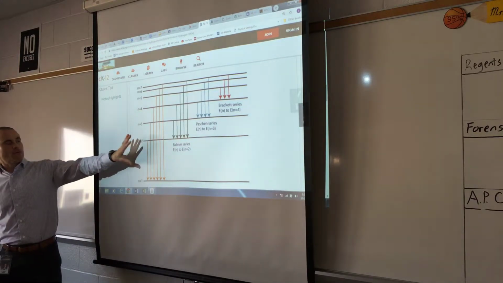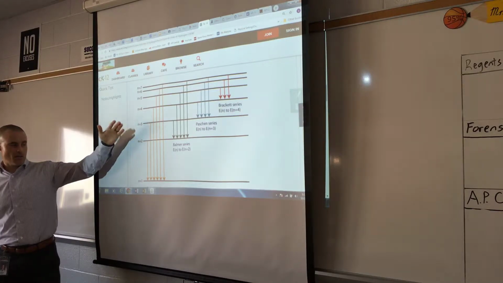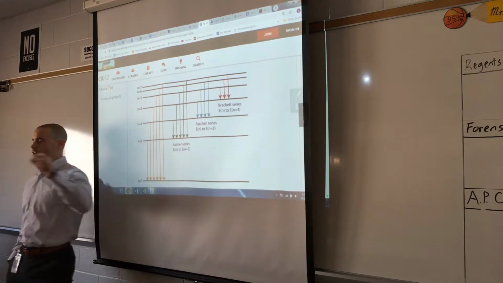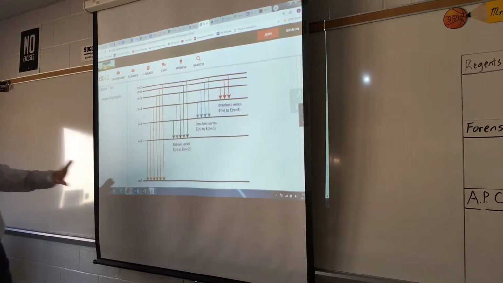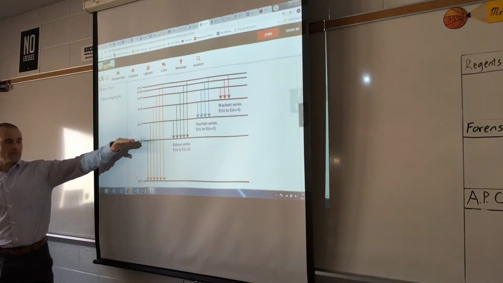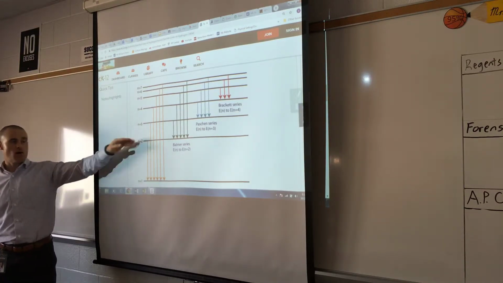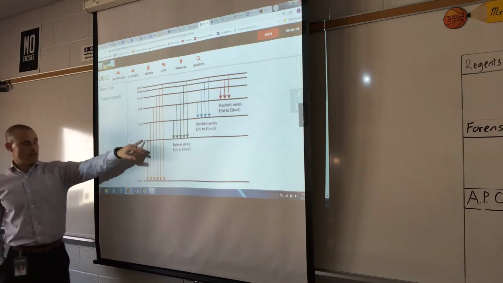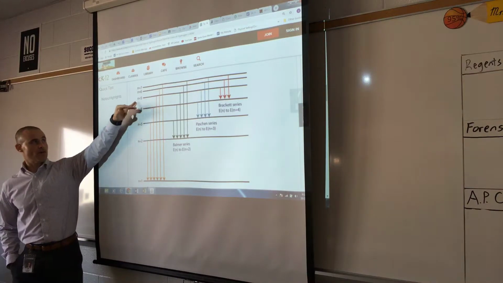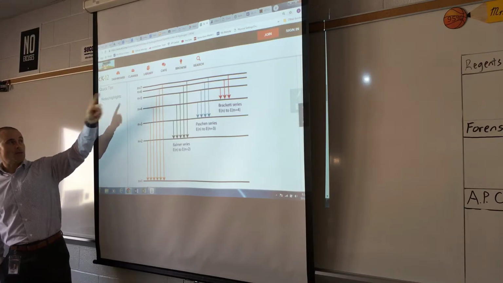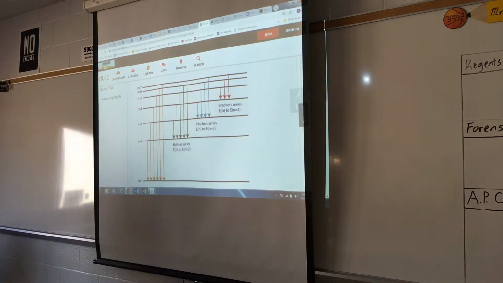So this is a more accurate representation of the energy levels. You have your nucleus down here. You have your first energy level, which is very close to the nucleus. And then there's a significant gap between 1 and 2. So the distance between energy level 1 and energy level 2 is pretty big. Then the distance between 2 and 3, 3 and 4, 4 and 5, 5 and 6, it gets progressively smaller. And then between 6 and 7, they're almost right on top of each other.